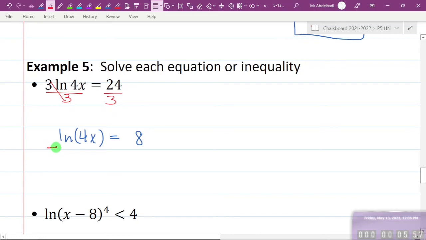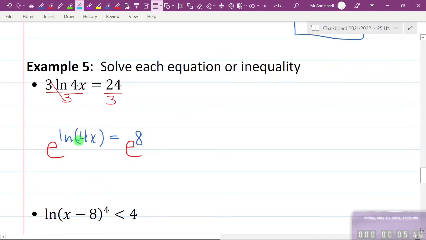Watch this. I'm going to put the e down here as a base for each side of the equation. We can do this. So if this blue thing equals this blue thing, then e to that and e to that have to also be equal. Now here's what's going to happen here.